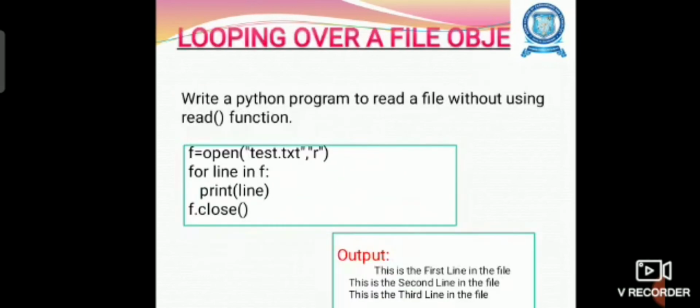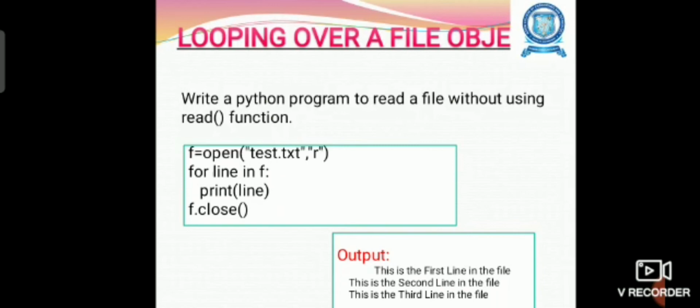Next, one more concept we are going to see: looping over a file object. Here one possible option is there to get the lines from the file. By using the for loop also we can get the individual lines from the file. One program can be asked in this manner: write a program to read a file without using the read function. By using the for loop, we can read the individual lines without using the read function. It is otherwise called looping over a file object.